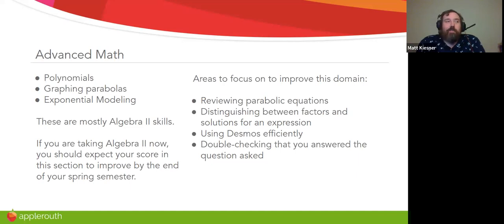And that's a way that they can use Desmos. Obviously you can graph it, but you have to know that when it crosses the x-axis, that is a solution, but that solution tells you a factor. I think being really comfortable with that idea is important. And then double checking that you answer the question asked. I'll say that every time.